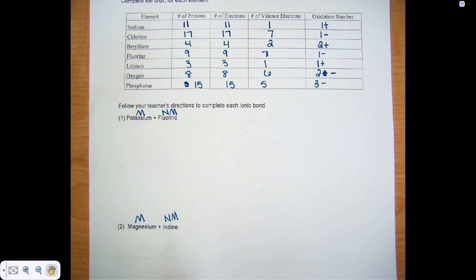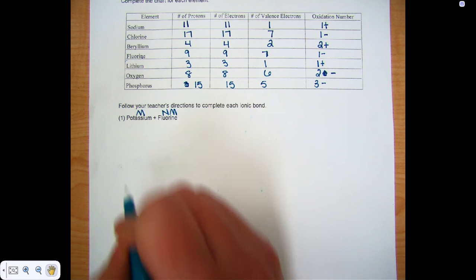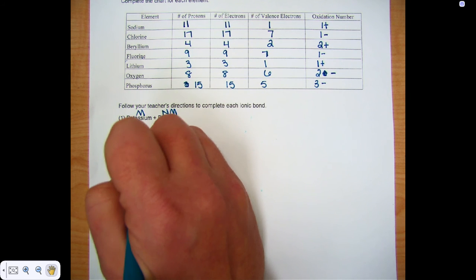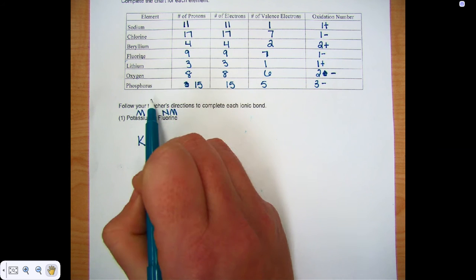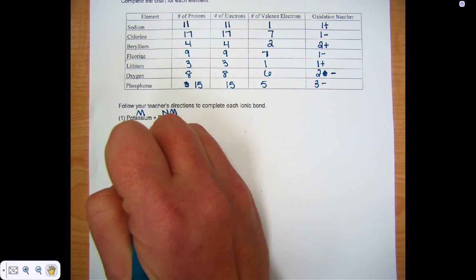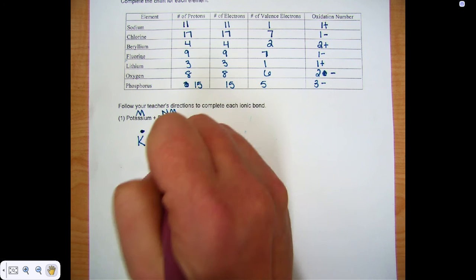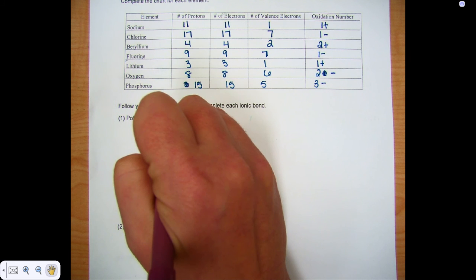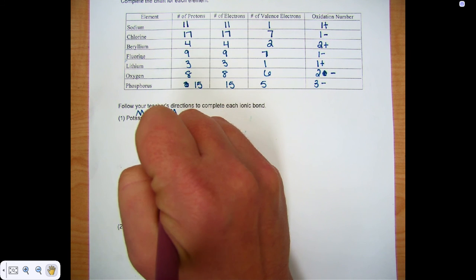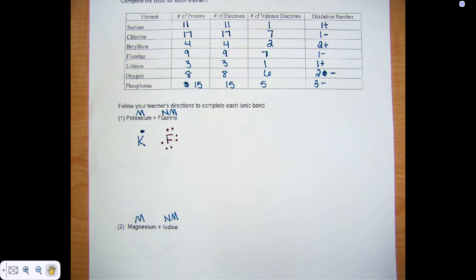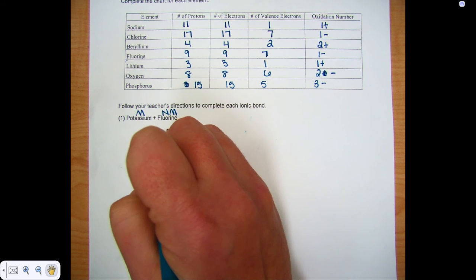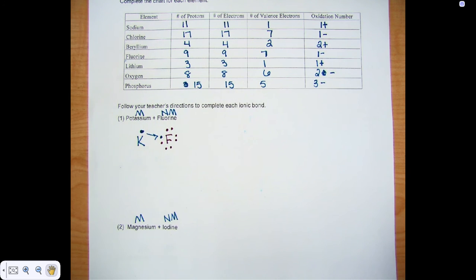All right, the first thing we're going to do is draw potassium. We're going to draw the Lewis dot structure. So K, potassium has one valence electron, and we've already done this one on our previous slide. Fluorine has 7. So what's going to happen is this is going to come over here. Okay, there's my Lewis dot structure.